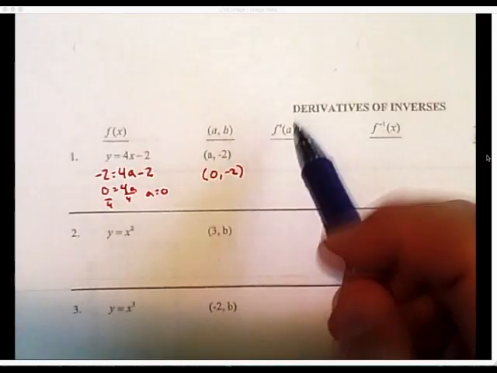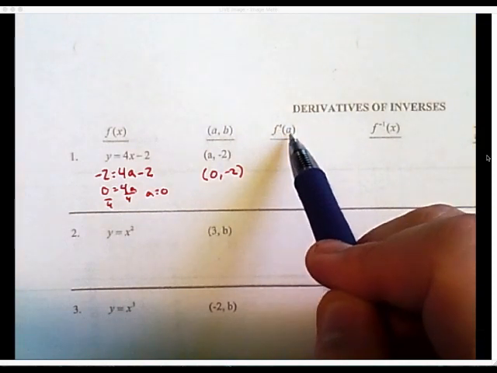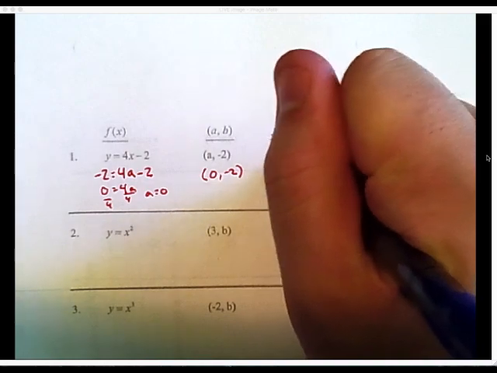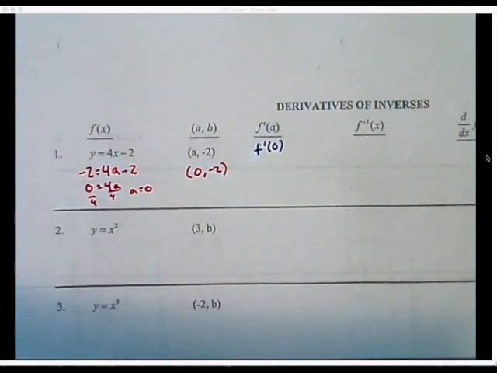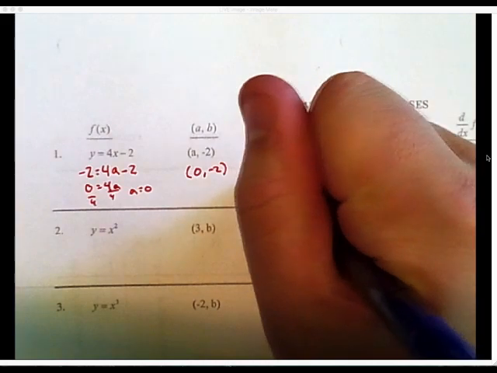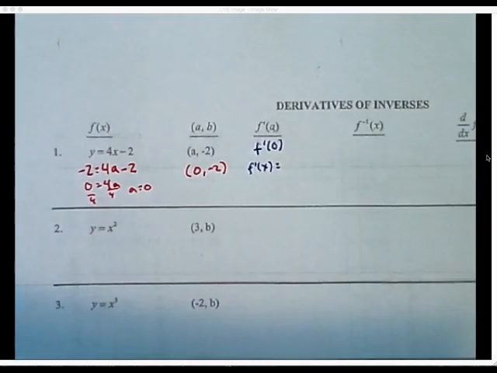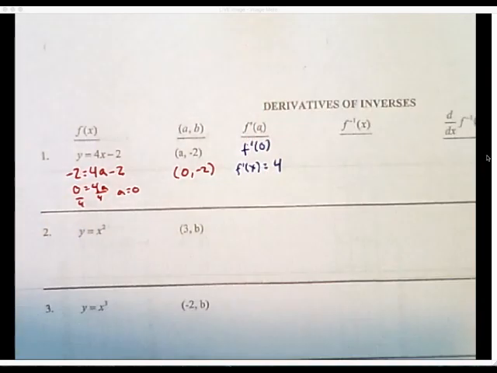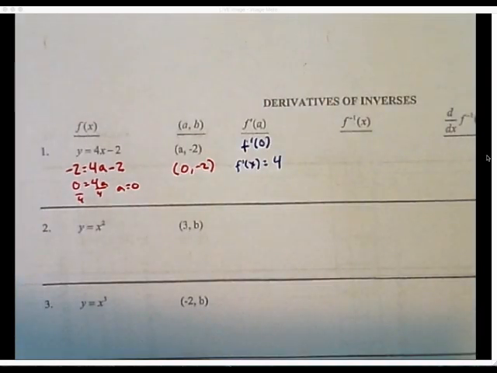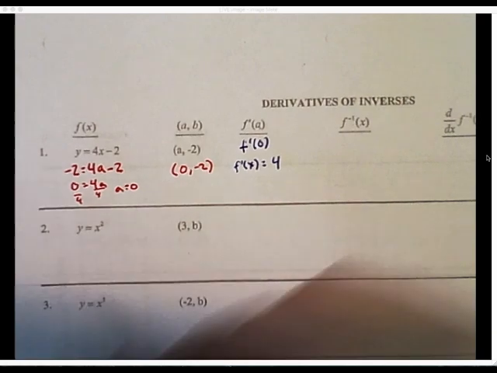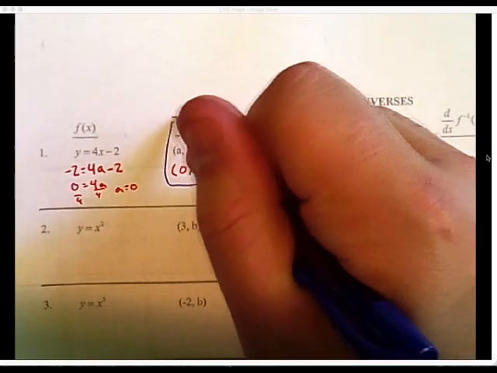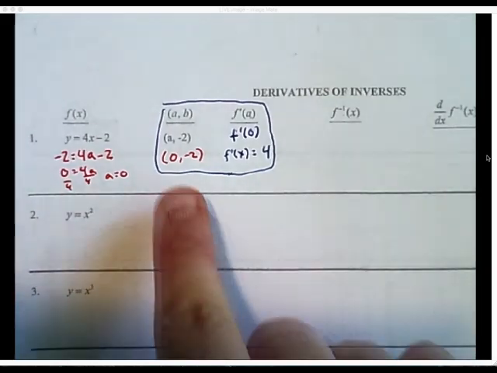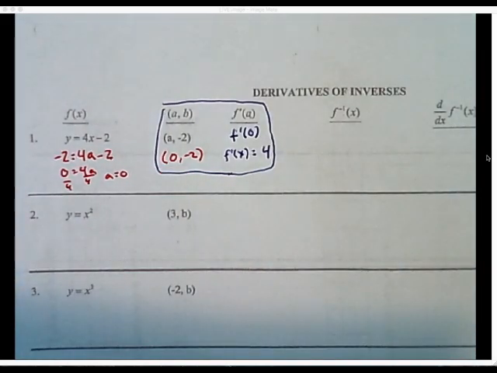So now they want to know what f prime at that a value is. So in this case, they want to know what f prime at 0 is. Before I can find f prime of 0, I need to find f prime of x. So f prime of x, what's the derivative of this? It would just be 4. So what these two columns do, it tells you about the point and it tells you about the slope of the tangent line at that x value.